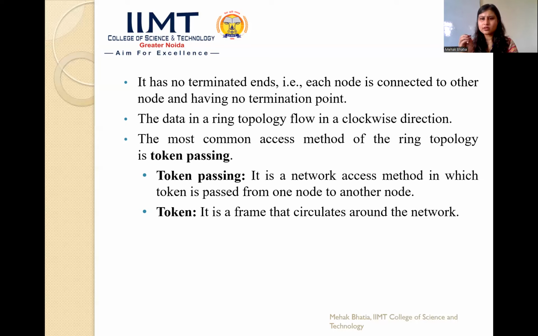Let's suppose device A has a token, then only device A will have the access to send or receive data across the network in the ring topology. So whichever device or node has the token will have the access to send or receive the data. A token is basically a frame or a pass that circulates around the network, and whichever device has the token will be able to receive or transmit the data in the ring topology.